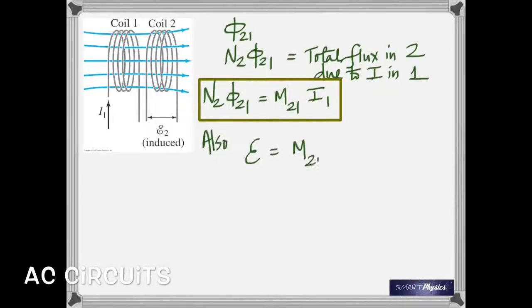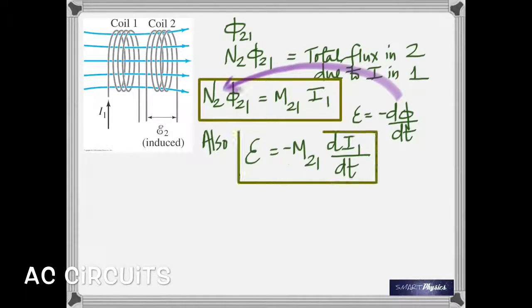But using Faraday's law of electromagnetic induction, when you differentiate, you're going to get M21 dI1 by dt, because E is minus d phi by dt, isn't it? Same thing. It's called the mutual inductance of coil 2 with respect to coil 1.